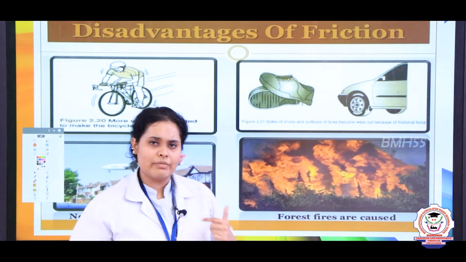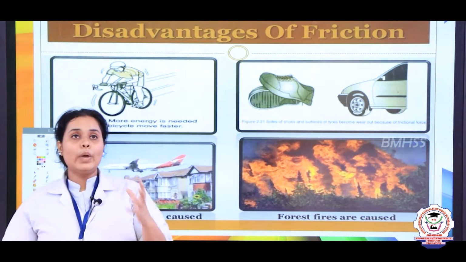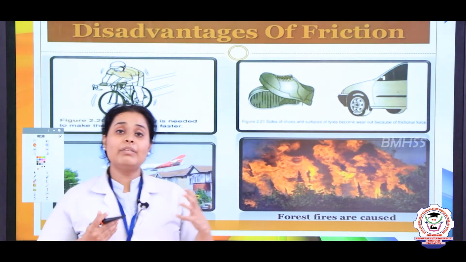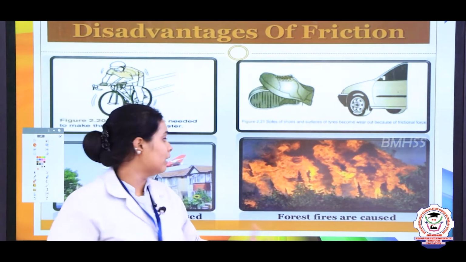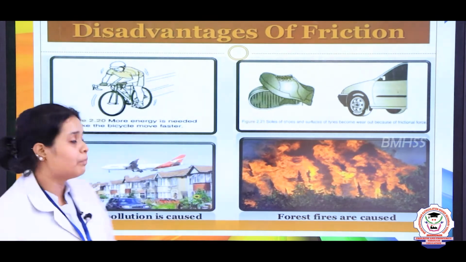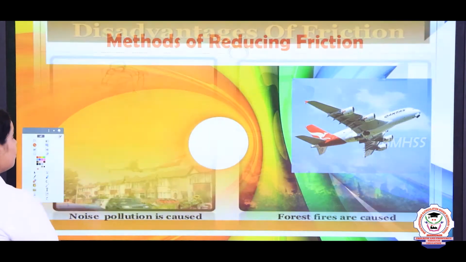So how will a forest fire be caused? See children, when the sunlight is high, a high amount of heat is produced between the plants or animals. Because of that, the heat will build up and the fire will start.